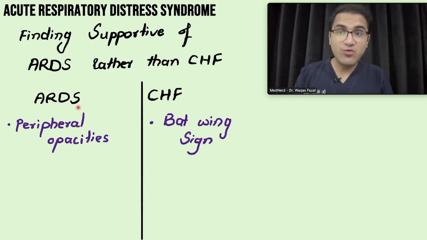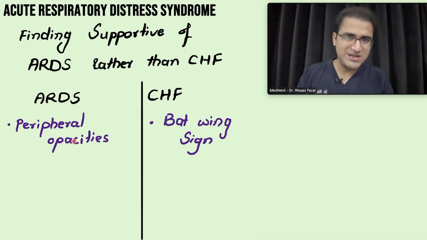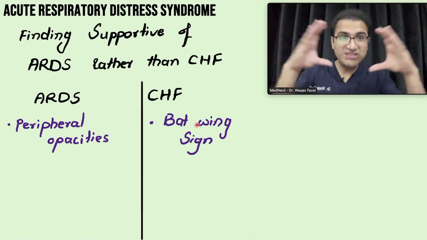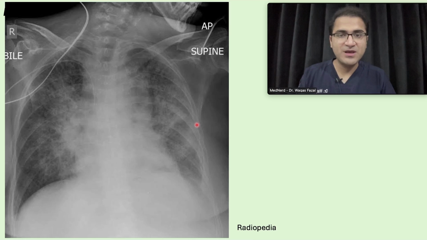Other findings that are supportive of ARDS rather than congestive heart failure decompensation: ARDS will show peripheral opacities in the lungs, while congestive heart failure will show the bat wing sign where there will be opacity near the hilar region. Now this is a picture.